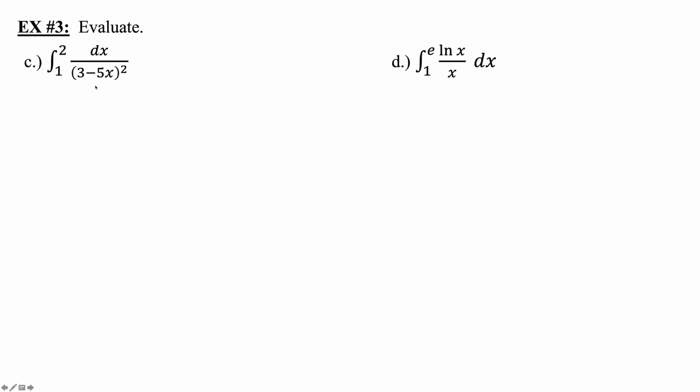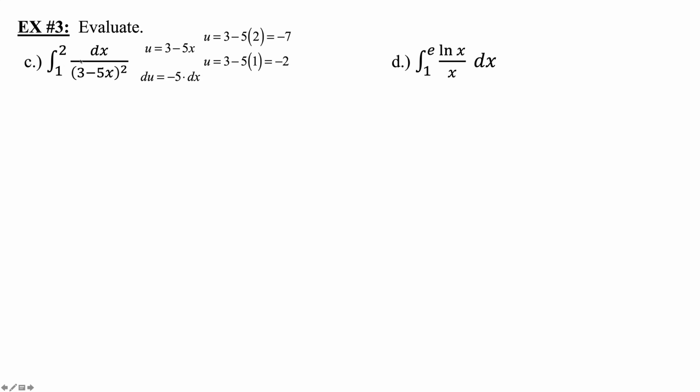C. X to the first on the inside, constant 1 dx on the outside, perfect u sub. U equals 3 minus 5x. Okay, change our boundaries, plug in the 2. That's 3 minus 5 times 2, which is, that's -7. 1 gets plugged in, that's going to be 3 minus 5 is -2. This is a little different. Upper bound is -7, lower bound's -2.